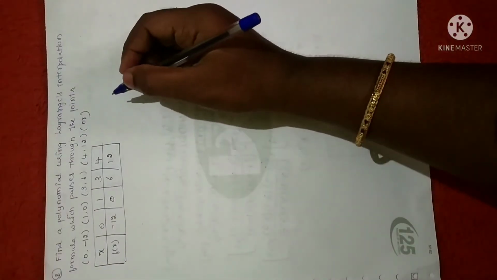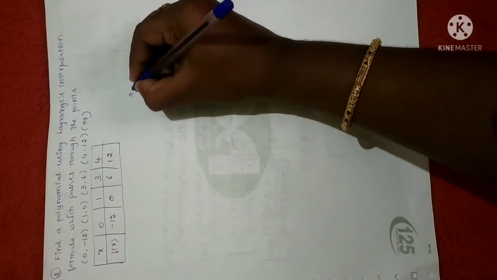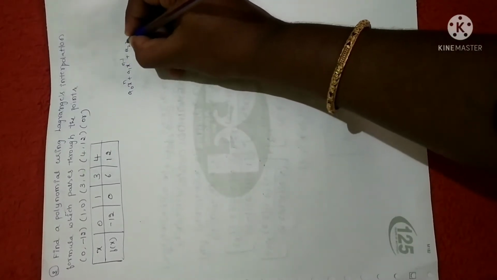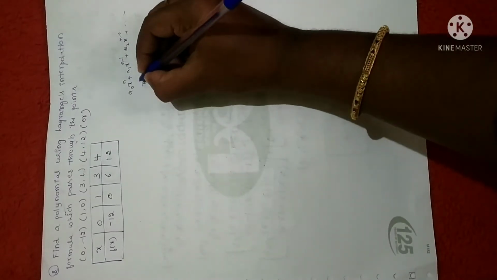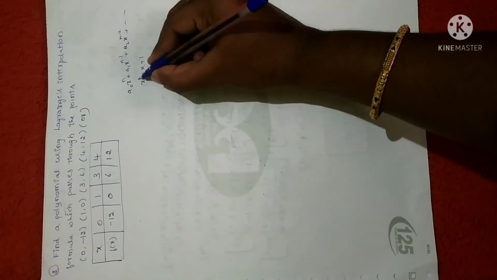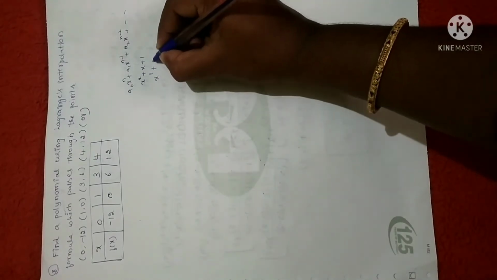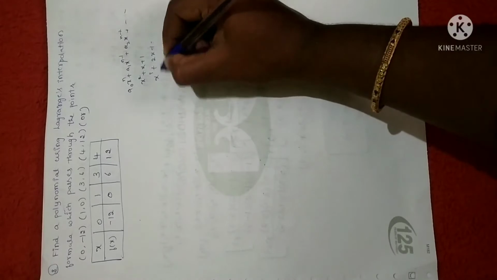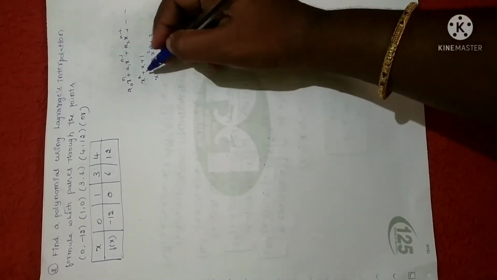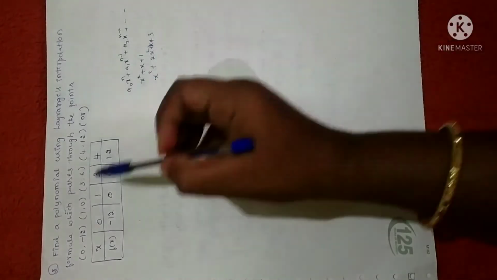Polynomial in the sense any expression which is of the form a naught x power of n plus a1 x power of n minus 1 plus a2 x power of n minus 2 plus so on. In the sense, I will give you one example. Suppose if I have x square plus x plus 1, this is also a polynomial but which is of degree 2. Similarly, x cube plus 2x minus 1. So this is also a polynomial but it is of degree 3, right? So these are the examples for polynomial. So here we need to find the polynomial.